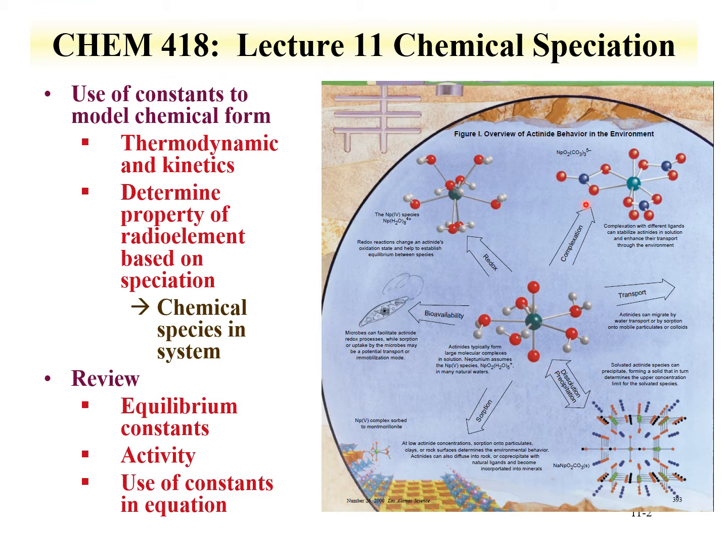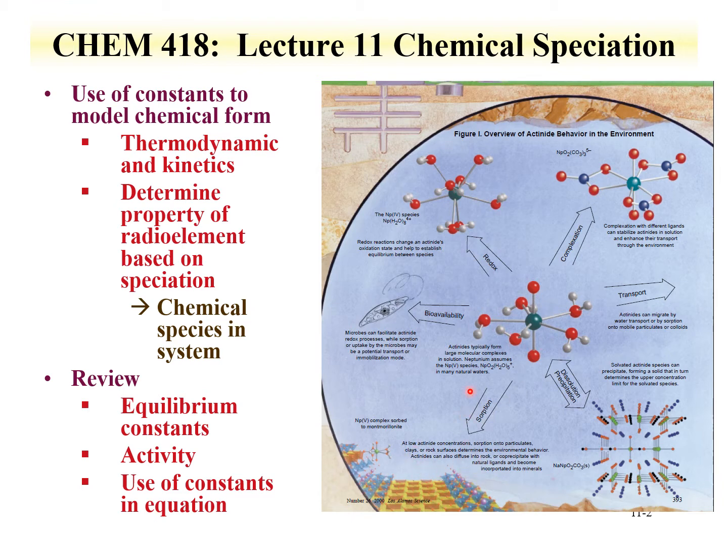This chemical form, this aqueous species, can sorb to a surface. So this sorption property, again, retards or retains this metal ion on a surface. So in the environment, this could be sorbing to a clay phase. It could be sorbing to an organic phase.